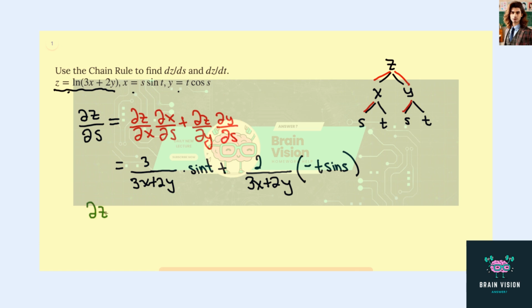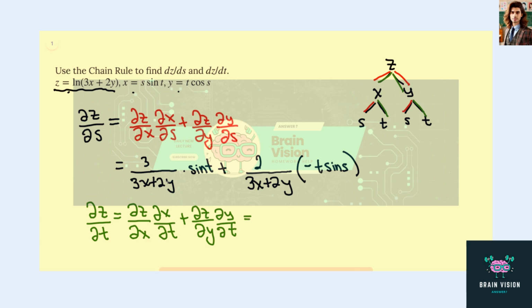Now we look for the derivative of z, but this time with respect to t. So using the tree diagram, zx, xt, and also zy, yt. So here we are, that's the chain rule. And then once again, we'll go compute these derivatives. As you can see, we've already computed derivative of z with respect to x and also with respect to y, so we can just copy and paste those in.